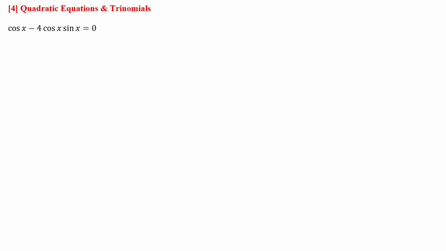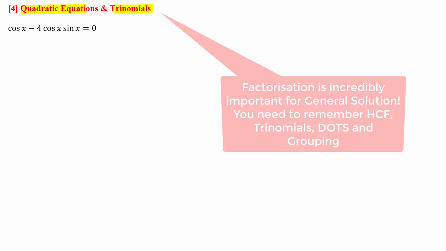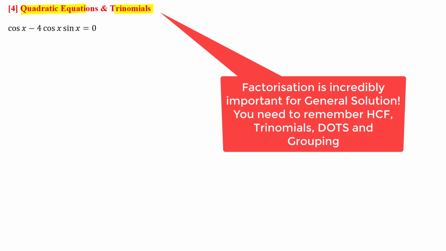Now we're going to be looking at examples that deal with quadratic equations and trinomials. And I suppose we could almost put an asterisk next to this and say that whenever we're dealing with equations like this, the most important thing to look out for is factorization. And the types of factorization that often come up are obviously our highest common factor. That's a very common one, but also trinomials. So in the next two examples, we're firstly going to look at applying a highest common factor, and then we're going to look at applying a trinomial as well, and maybe trying the quadratic formula.